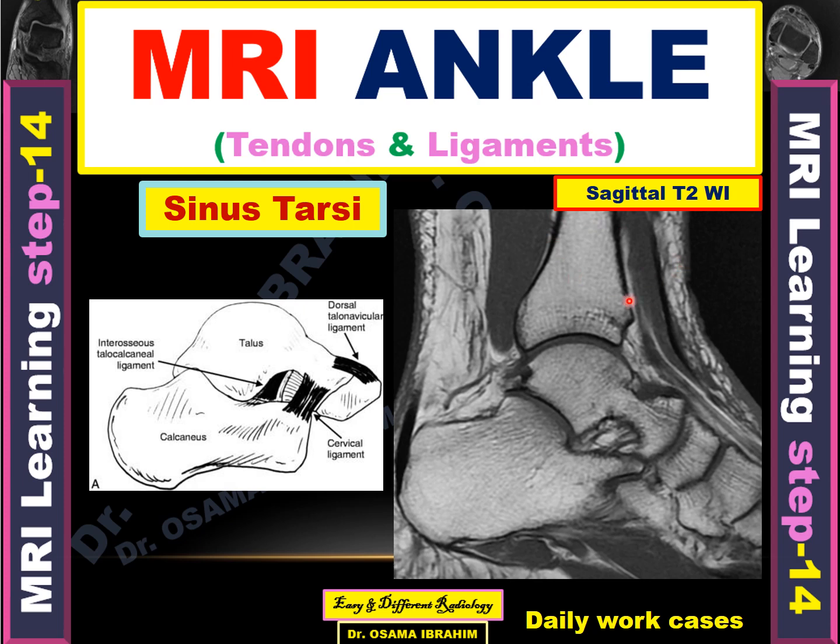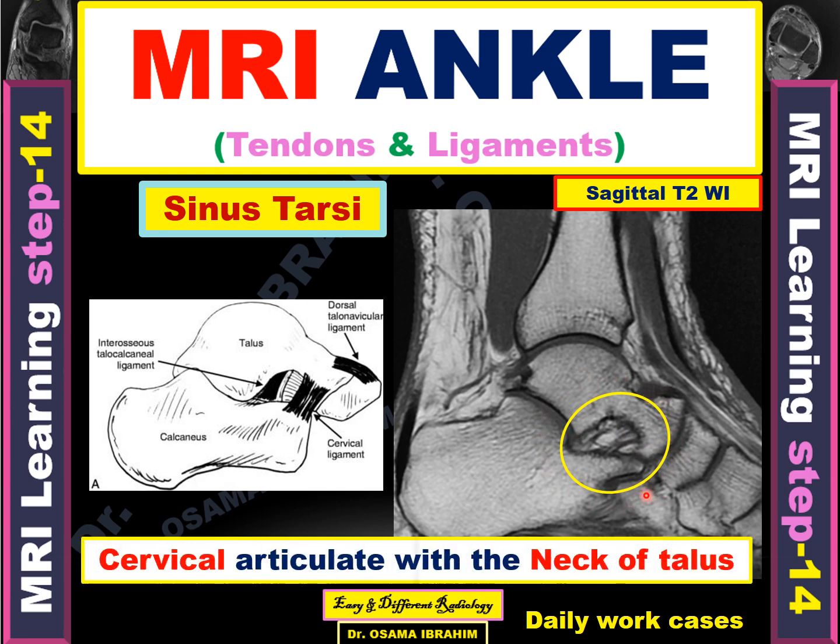Okay, and this is a sagittal T2 weighted MRI showing the articulations between the talus and the calcaneus anteriorly by two ligaments, as we see here in this diagram: the cervical ligament and the interosseous talocalcaneal ligament. The cervical ligament articulates anteriorly, and the interosseous talocalcaneal ligament articulates posteriorly. So this ring represents the sinus tarsi. To remember the two ligaments, the cervical ligament articulates with the neck of the talus, cervical neck. To remember, the cervical is the anterior one.